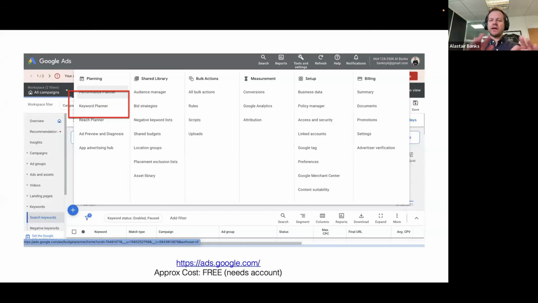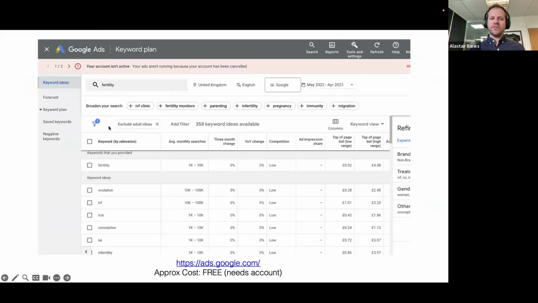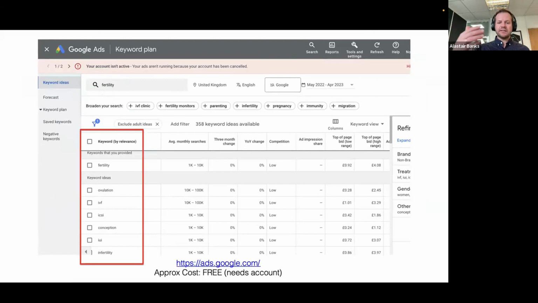When you do that, you don't have to pay any money or put any credit cards into it or anything like that. You can just access it and never turn anything on. And what that does is it gives you access to this part of it here called Keyword Planner. So if I go into Keyword Planner here and I type in the word fertility, you can start to see down here, it shows all of the related terms that have something to do with fertility.